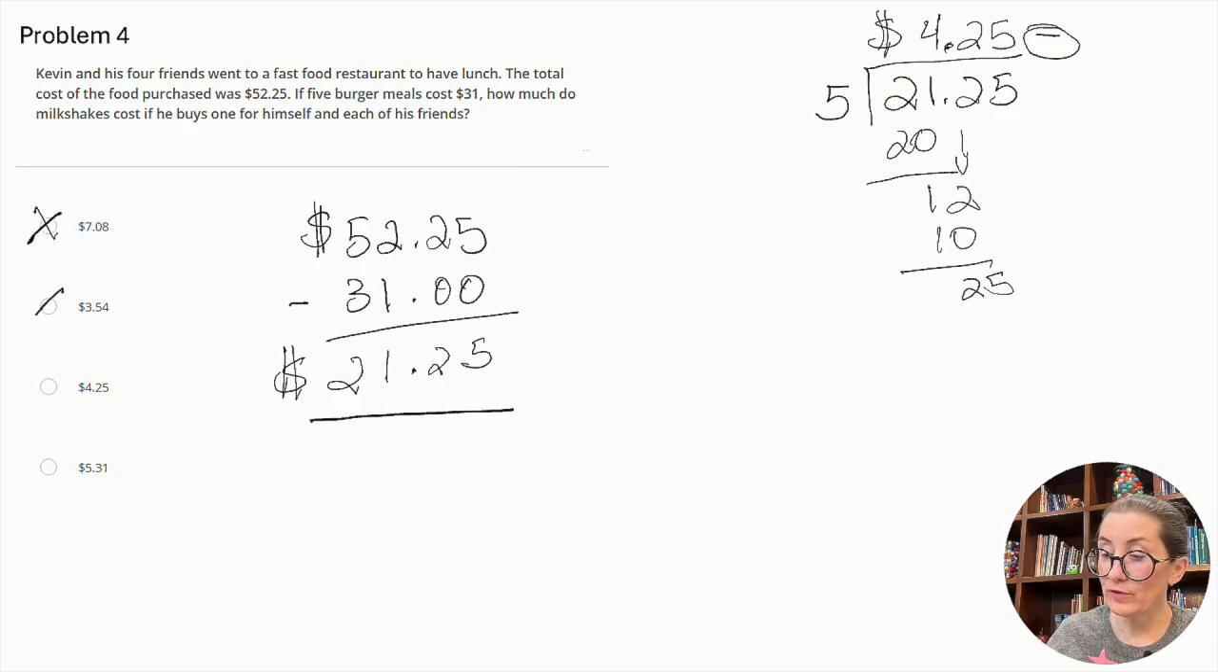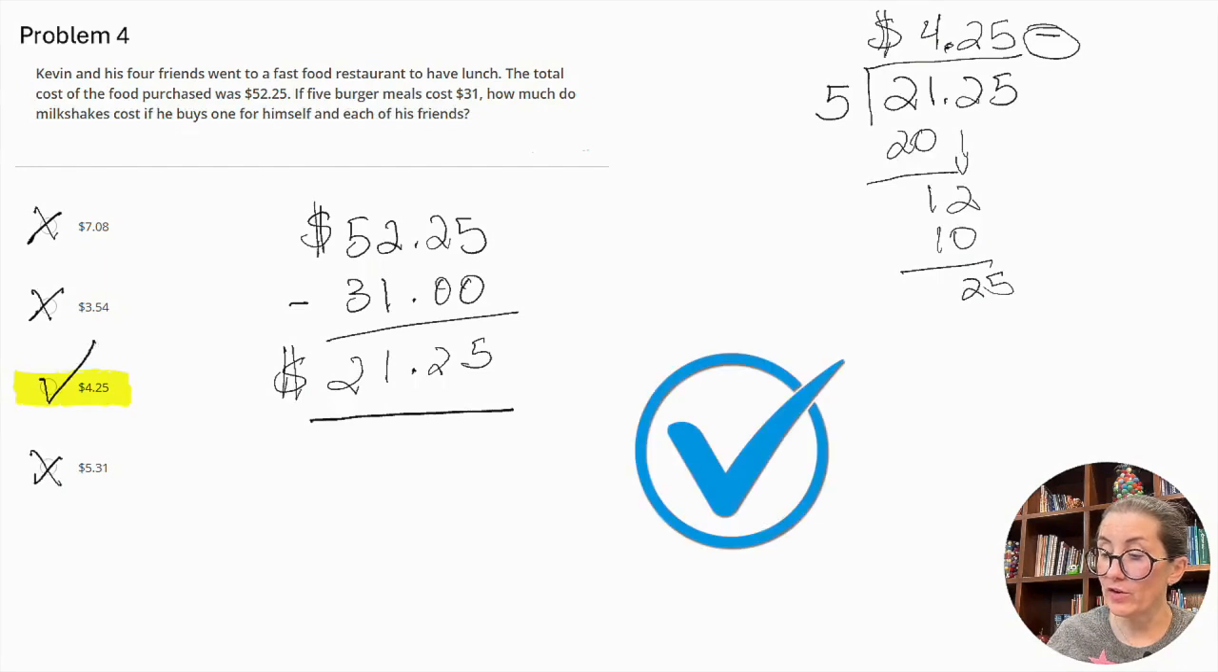So $7.08, no. $3.54, no. $5.31, no. The math has it at $4.25.